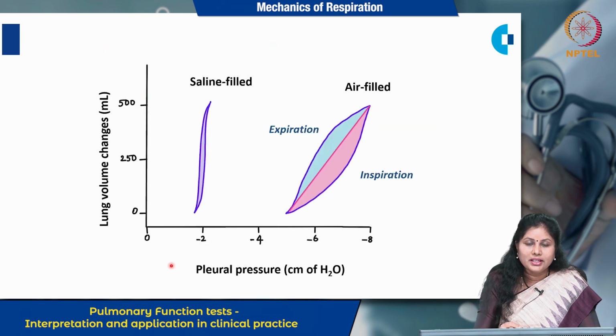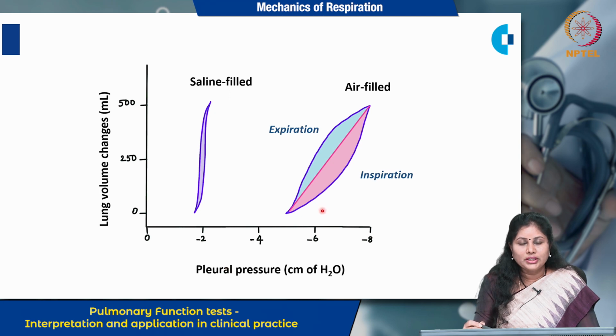Surface tension is always seen wherever there is an air fluid interface. In the lungs also there is an air fluid interface, which is better explained in this graph. This is the lung which is air filled and this is the lung which is saline filled. If you measure the compliance of an air filled lung, you can see the inspiration is different from the expiration and there occurs a lag behind, that is, hysteresis is seen.